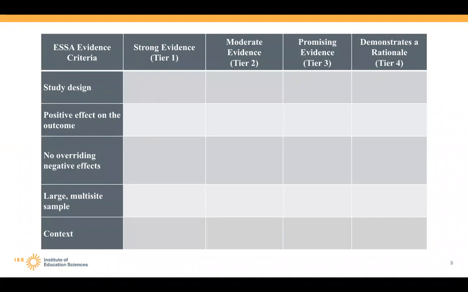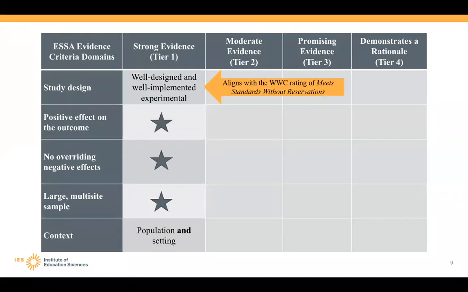So there are several categories of criteria that go into determining the evidence tier on an outcome of interest that are shown on the far left side of this table. So let's start with the criteria for Tier 1. For Tier 1, or strong evidence, a program must have been studied by a well-designed, well-implemented experimental study, or a study that meets What Works Clearinghouse standards without reservations. These include randomized control trials, or RCTs, regression discontinuity designs, and single case designs.